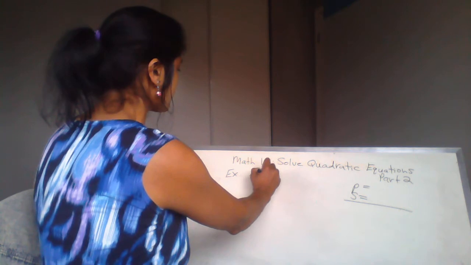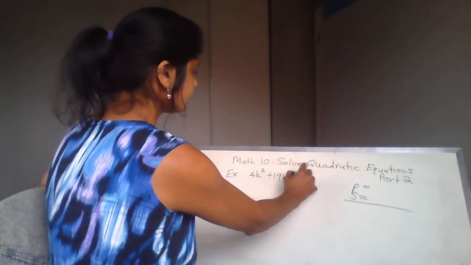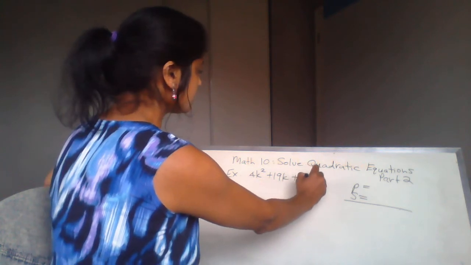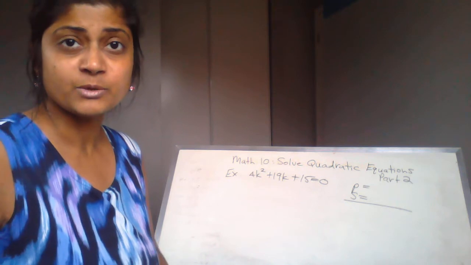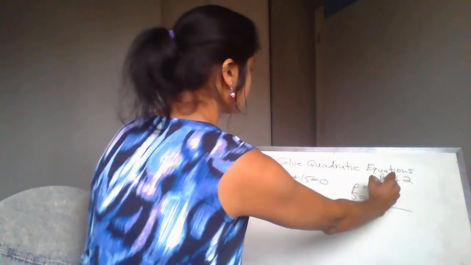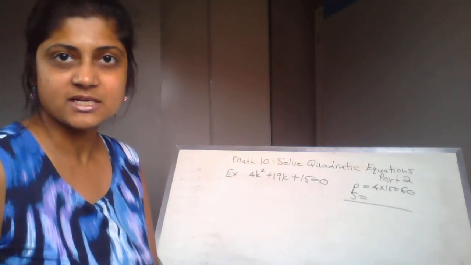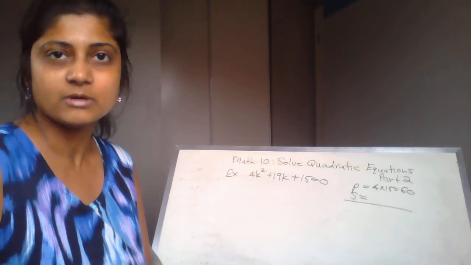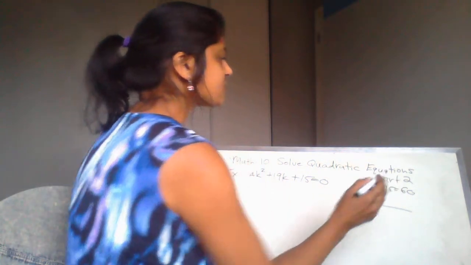So this is 4k squared plus 19k, okay, plus 15 equals 0. So again, the first step here, I'm going to write out the product and sum. The product is going to be 4 times 15, okay, which is equal to 60. There are no negative signs again here, okay, so I know my factors will be positive. And the sum is equal to 19.